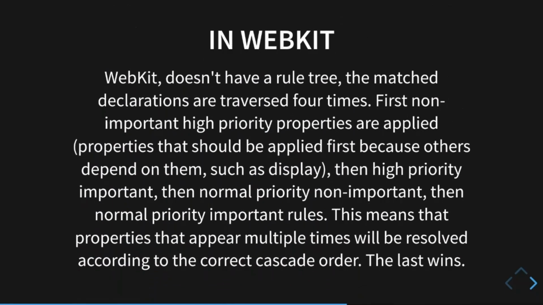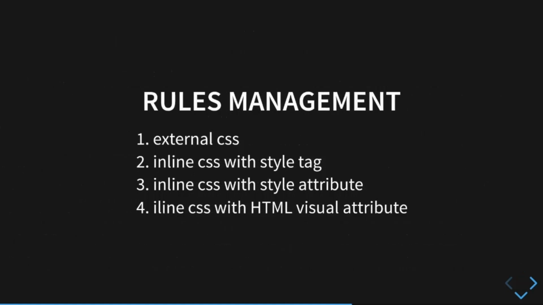That's all for Firefox, but in WebKit, which doesn't have a rule tree, the matched declarations are traversed four times. First, non-important high priority properties are applied. These are properties that should be applied first because others depend on them, such as display. Then high priority important, then normal priority non-important, then normal priority important rules. This means that properties that appear multiple times will be resolved according to the correct cascade order. The last wins.